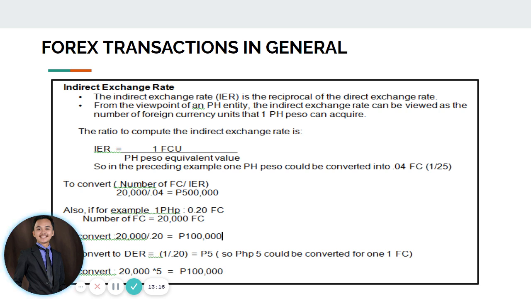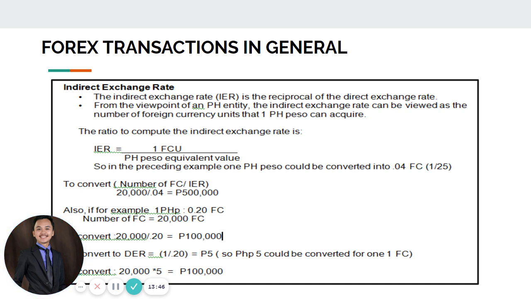So in this case, your indirect exchange rate will be 0.20 foreign currency over 1, or simply 0.20. So you can convert it into Philippine peso by having 20,000 divided by 0.20. Since 0.20 is our indirect exchange rate, which is again coming from 1 over 1.20 from our formula. All right? So that is indirect exchange rate.